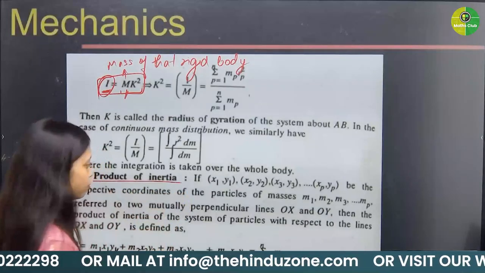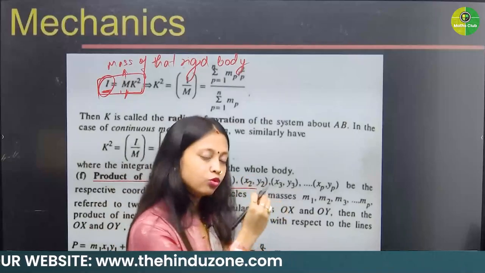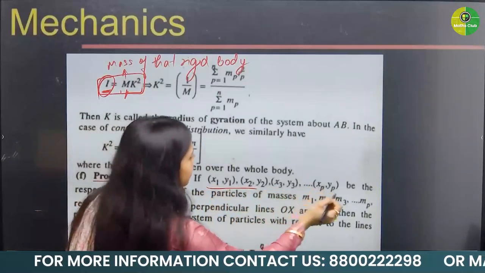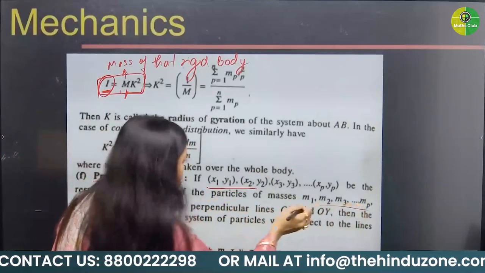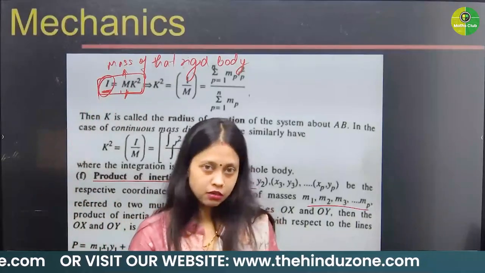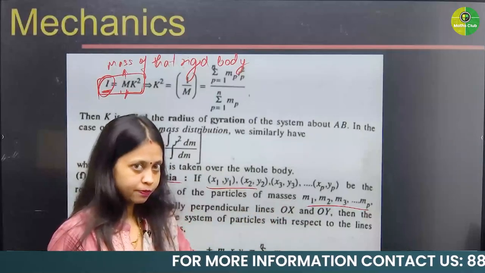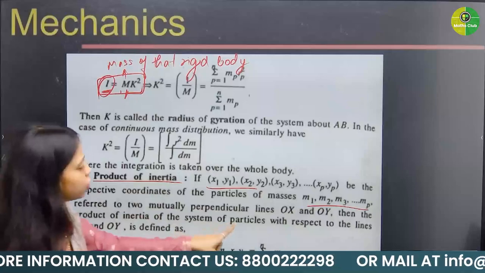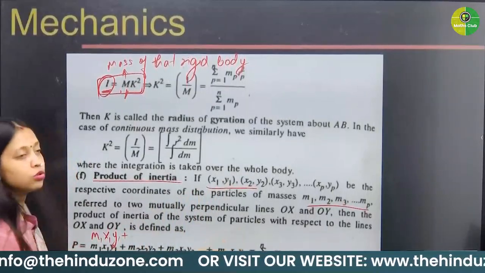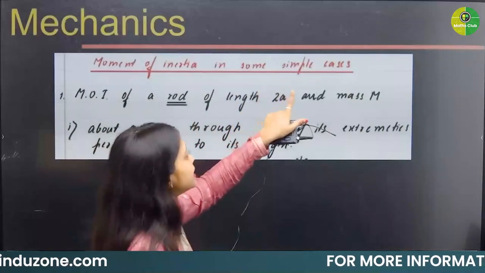And then we have product of inertia. Product of inertia is a different concept. We have learned that the moment of inertia of a particle or of a rigid body is with respect to a line. Here, for product of inertia, if x1, y1, x2, y2, x3, y3 and so on are the coordinates of the particles of masses, they refer to two mutually perpendicular lines, Ox and Oy. This is important. When we are finding moment of inertia, you need a line. But you find product of inertia with respect to two mutually perpendicular lines in a plane. So you need two lines. Then the product of inertia of the system of particles is given by m1 x1 y1 plus m2 x2 y2 and so on. This is the concept.